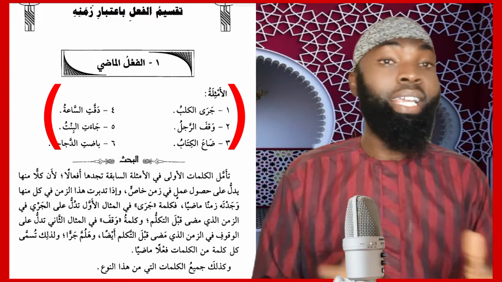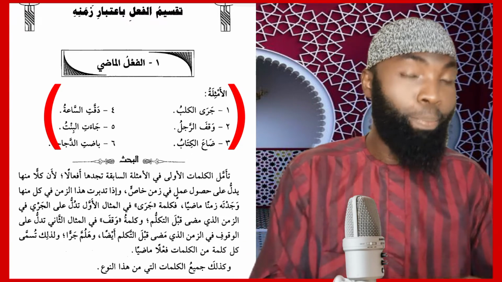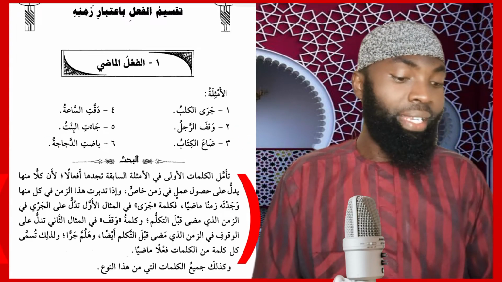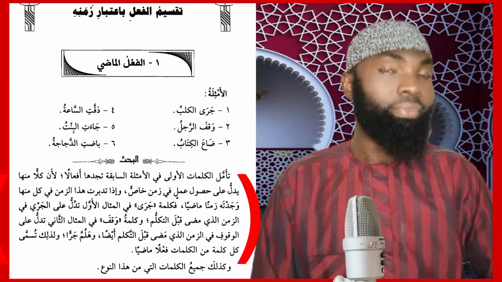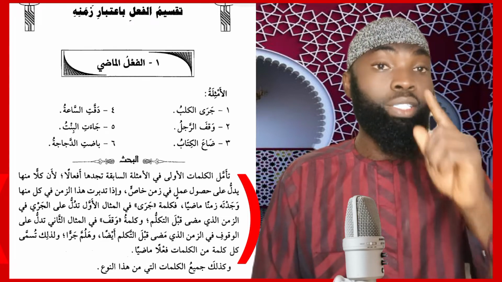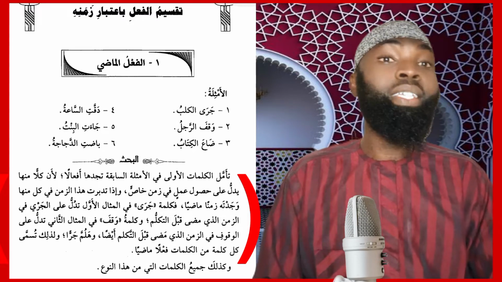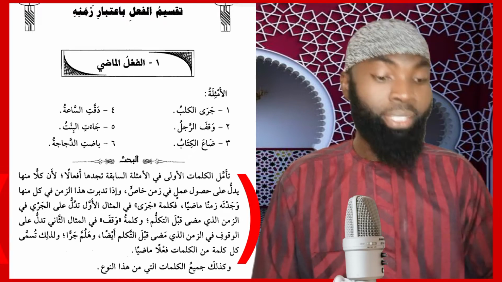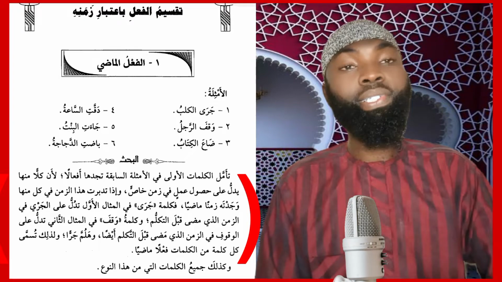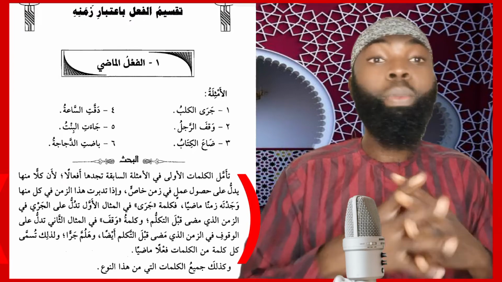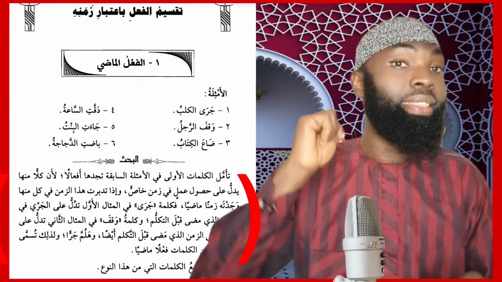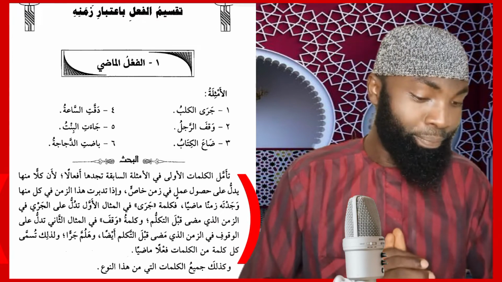Let's go to al-bahth, the research, and also a detailed explanation of what has happened to these examples. تأمل الكلمات الأولى في الأمثلة السابقة تجدها أفعالا. In the previous examples, when you ponder over the first of the words, you will find these words to be أفعال, verbs. لأن كلا منها يدل على حصول عمل في زمن خاص. Why do we call these words verbs? Because each of them connotes an action which has taken place at a given time.